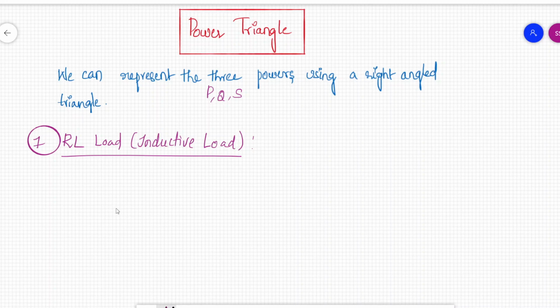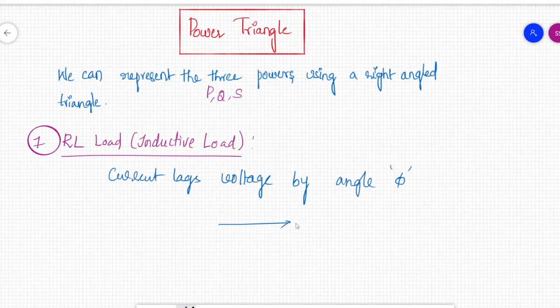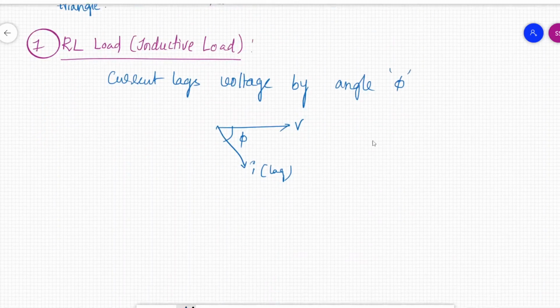Now, for inductive loads, what is the behavior of voltage and current? Here, current lags voltage by angle phi. Because it is RL, it will be between 0 and 90. For a pure inductor it is 90, but for RL it is between 0 and 90. So if this is voltage, the current vector will be somewhere around here, lagging. So now let us take the current phasor here.